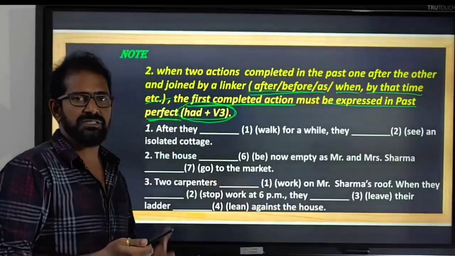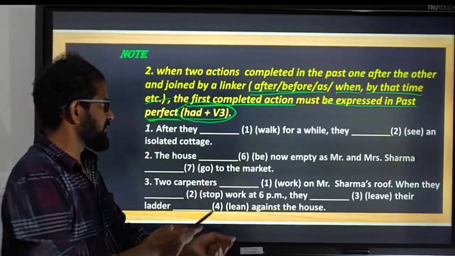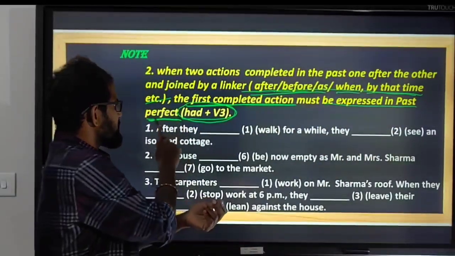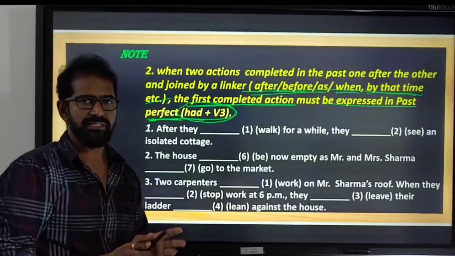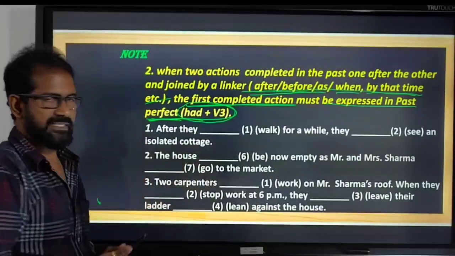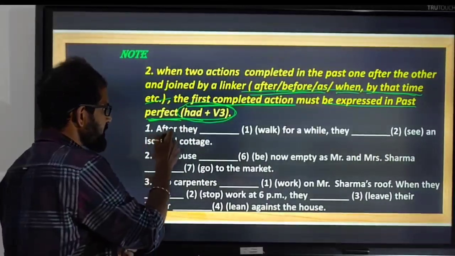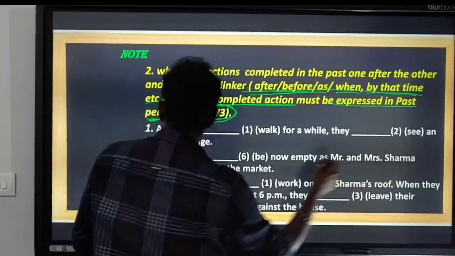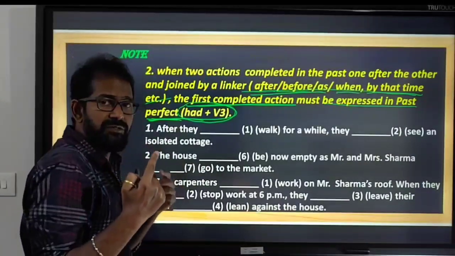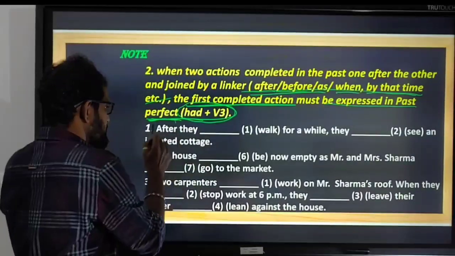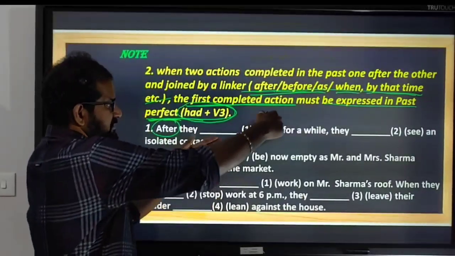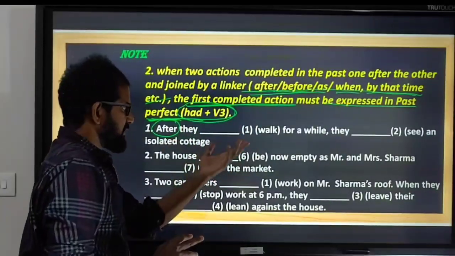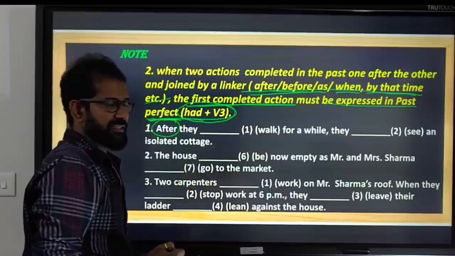Suppose two actions happen simultaneously and are joined by the linker, we don't use past perfect. We use only simple past. Look at the examples given here. After they walk for a while, they see an isolated. First, we need to identify whether there is a linker or not. The linker here is after, and now decide whether they happened simultaneously or one after the other.